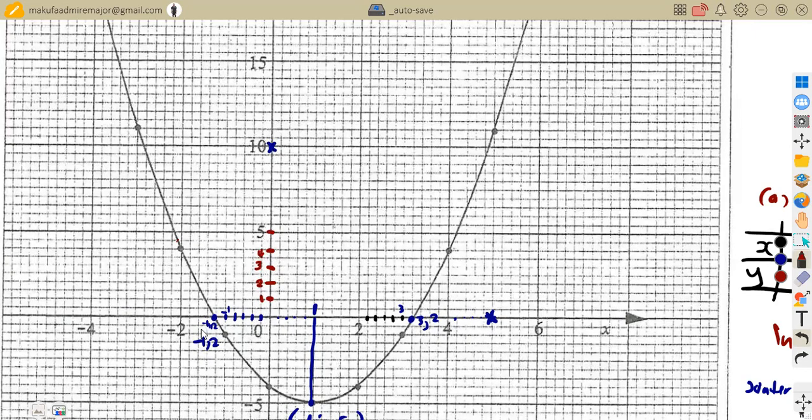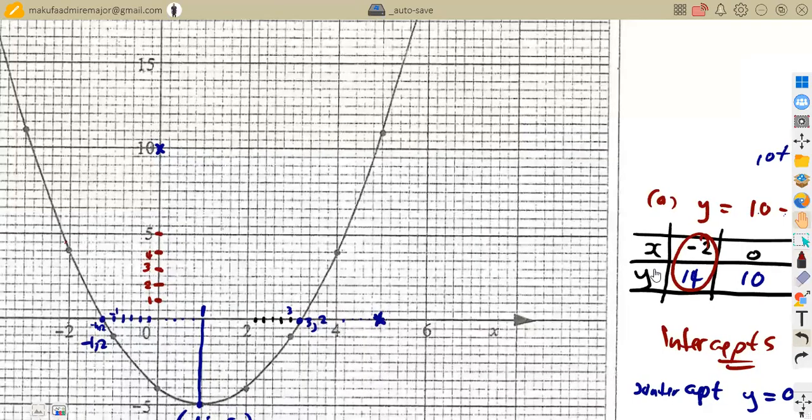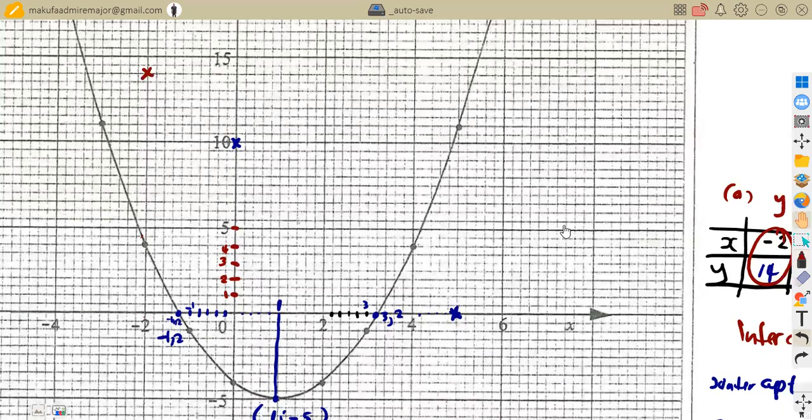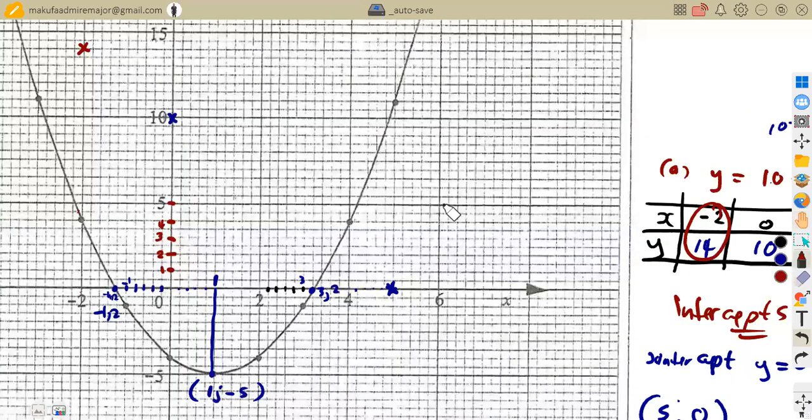So we are going directly to -2. -2 versus 14. Remember, that's our point. So we mark when x is -2, y is 14. So 14 is just going to be 2 boxes below 15. So you are going to mark your point here. You move on to this other point, 0 versus 10, which is the one that we marked here.